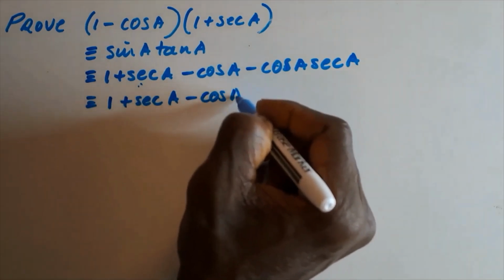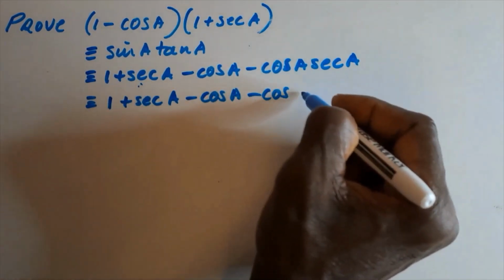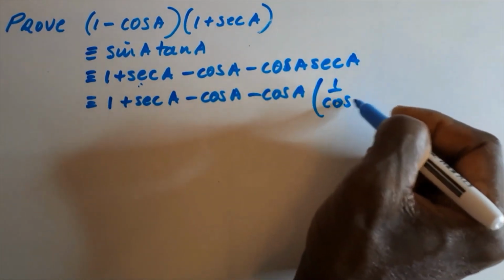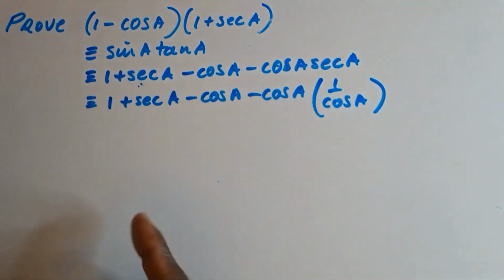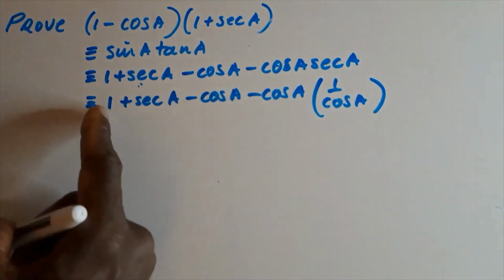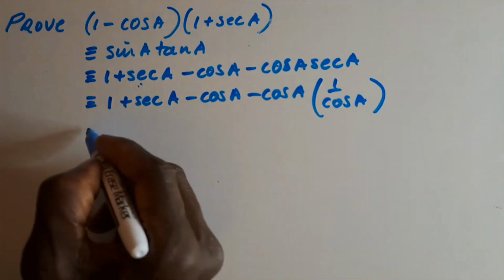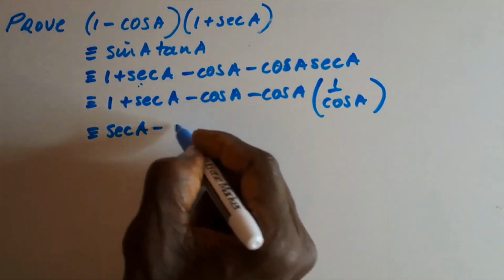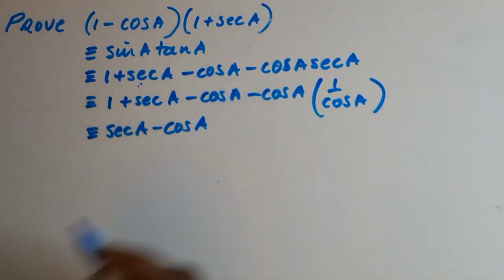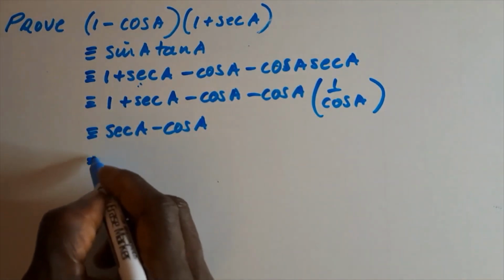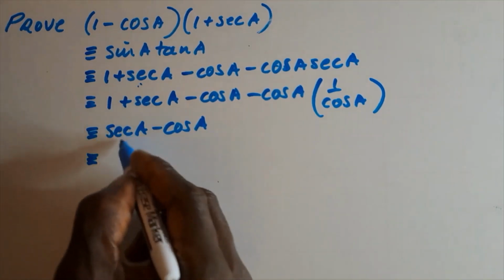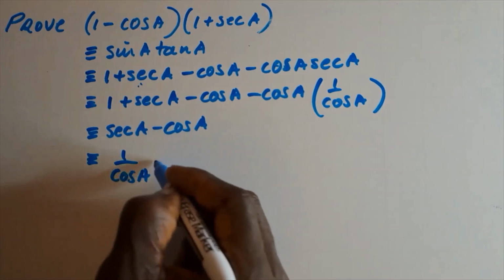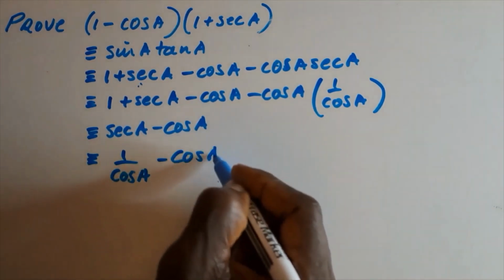Minus cosine A is minus cosine A, and sec A is a reciprocal of cosine A. So this cancels out to minus 1, all of this, and that cancels out that 1. And so we're left with sec A minus cosine A. Now the next thing we want to do is to write this now as a reciprocal cosine A minus cosine A.